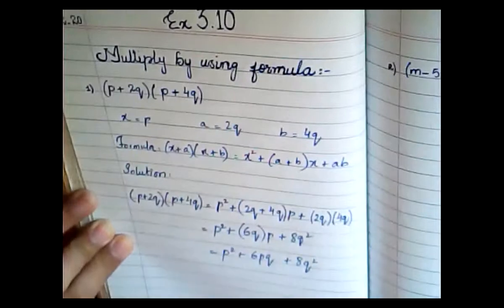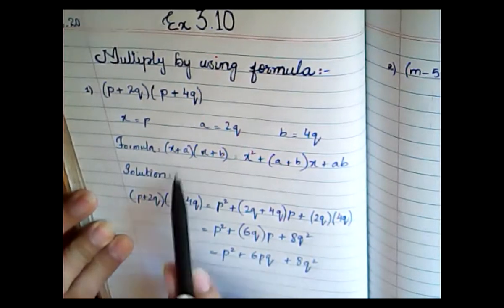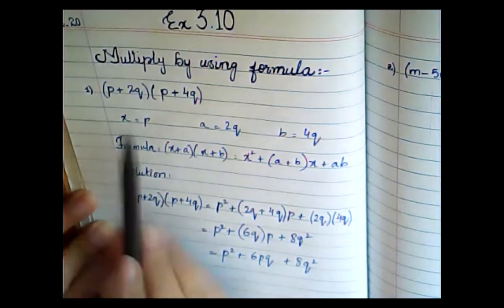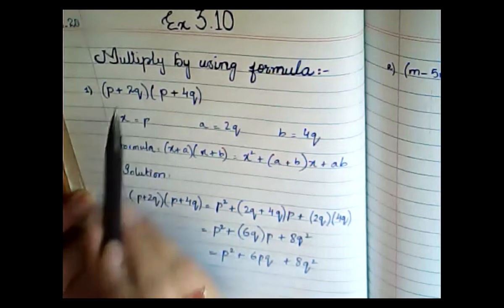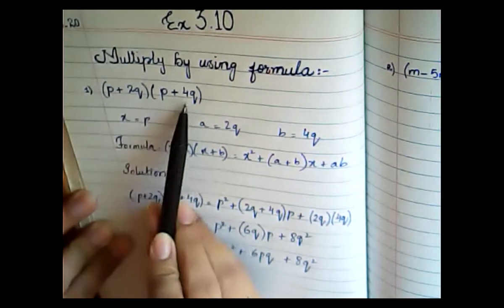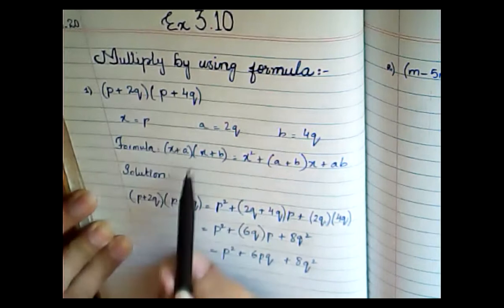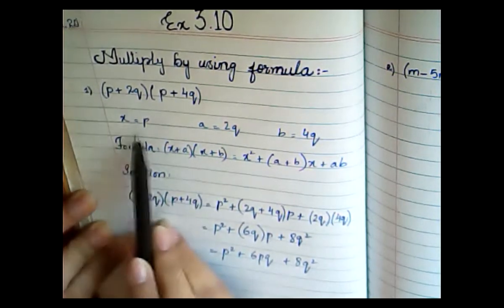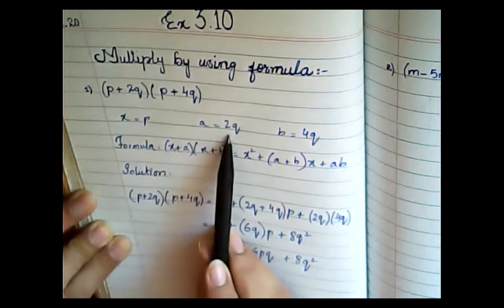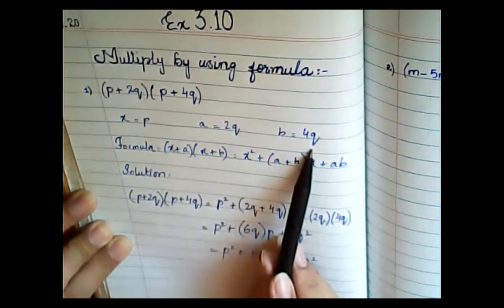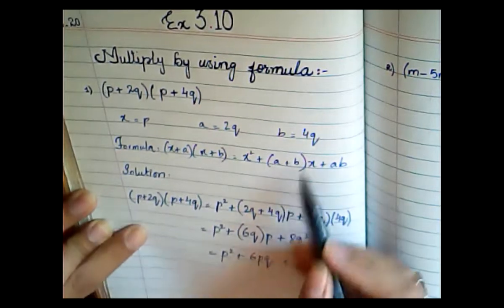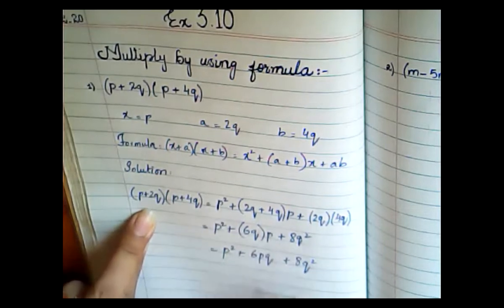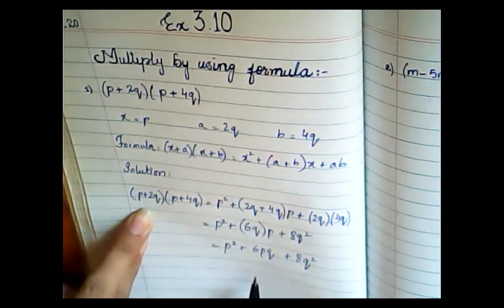What we have done, very good. First we have to check the condition. Can we apply the formula? Yes, we can apply because first terms are same and the second terms are different. Then we can compare the left hand side with our question. We get x equals to p, a is equals to 2q and b is equals to 4q. And we have just put the values of x, a, b in our given question. So we get the answer over here.